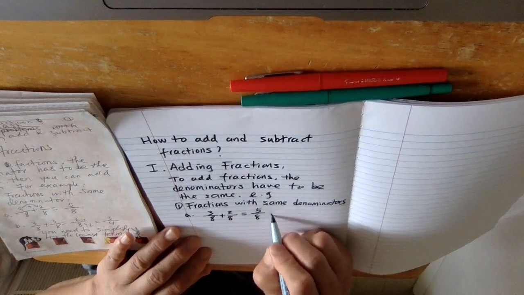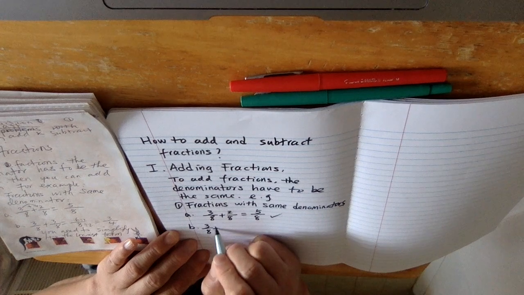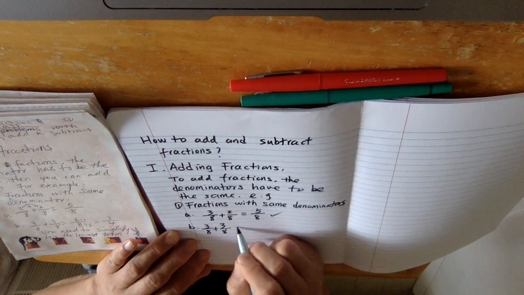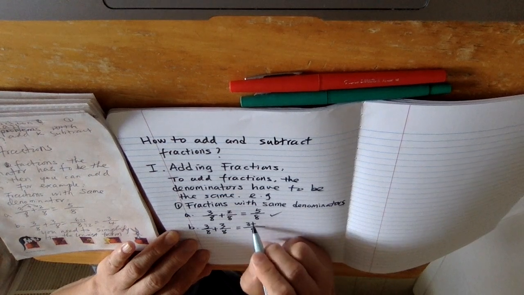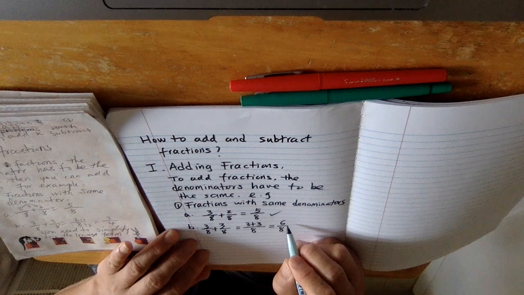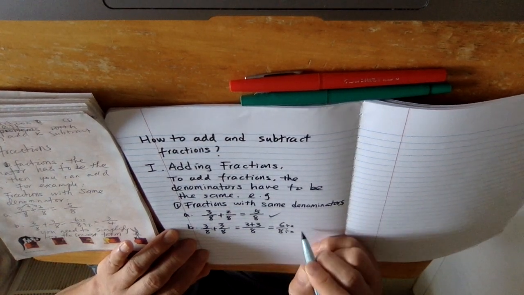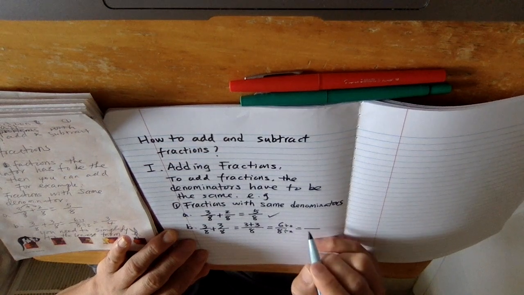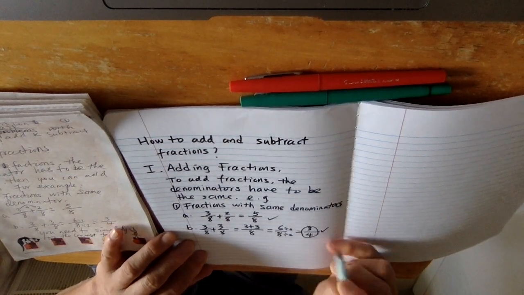Okay, so B, 3/8 plus 3/8. Since they have the same denominator, you add 3 plus 3 equals 6/8. Since both are even numbers, you can simplify by dividing by 2 on both. 6 divided by 2 is 3, 8 divided by 2 is 4, so the answer is 3/4.